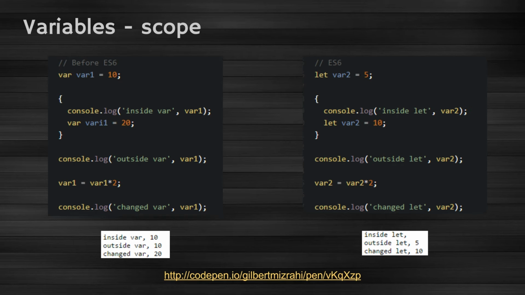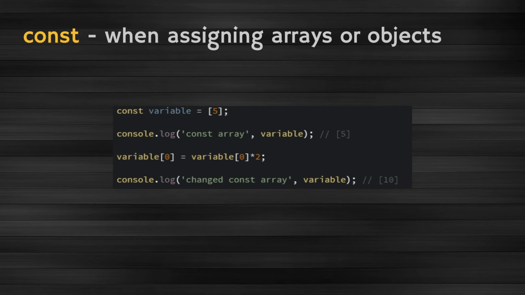However, you have to be careful when using const with arrays and objects, because it can be tricky, as you can see in this example. The reference becomes constant, but the value does not. Const variable equal an array with an element 5, and if we look in the console for that, we get 5. But now we can reassign variable 0 equal variable 0 times 2, and if we check that array again, now we have a value of 10.